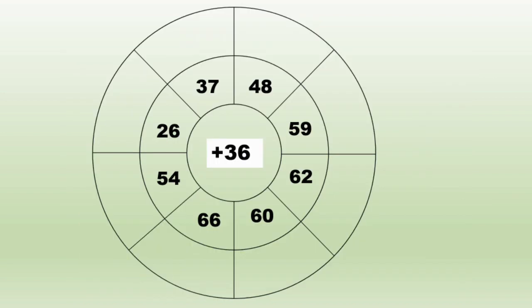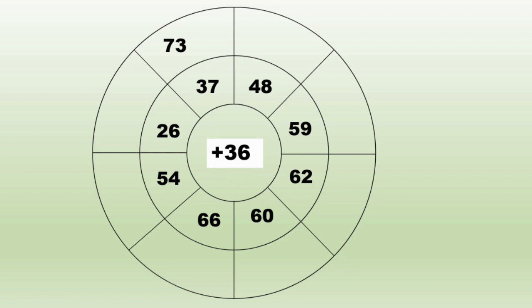Now we have another exercise here. In the center of the circle, we have 36, and the sign before 36 is plus. We have to add here. Some numbers are written around 36. We will add them turnwise with 36 and write the answers in outer boxes. So kids, let's start. First of all, we will add 36 and 37. 37 plus 36 is equal to 73. We will write 73 here in this box.